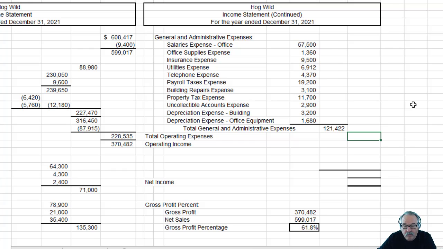So when we total up our three different categories of expenses, warehouse expenses, selling expenses, and administrative expenses, $327,722. If we subtract that from gross profit, minus these expenses, we're going to get our operating income. $42,760 is operating income for Hog Wild.